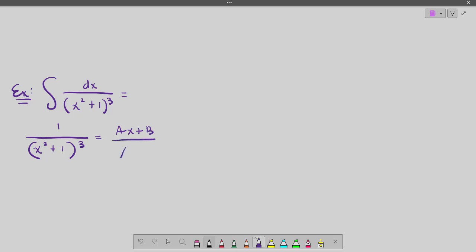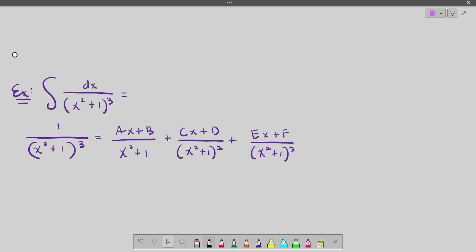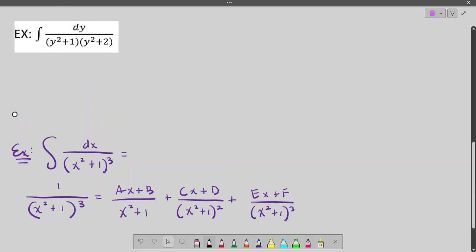So our first one is this. So irreducible quadratic, sum of squares, can't factor it. So there's our first partial fraction. Our second one would be cx plus d over x squared plus 1 squared. And then ex plus f over x squared plus 1 cubed. So that would be the setup if we had repeated irreducible quadratic. Yuck. You'd have to have 6 equations. So that'd be brutal. We'll not give that to you.